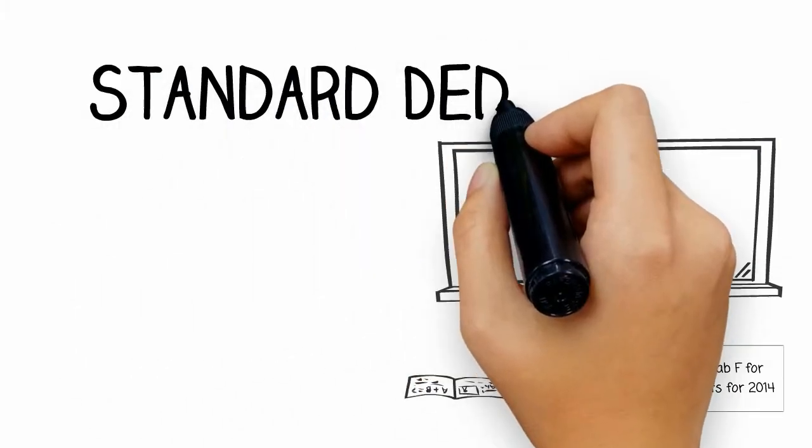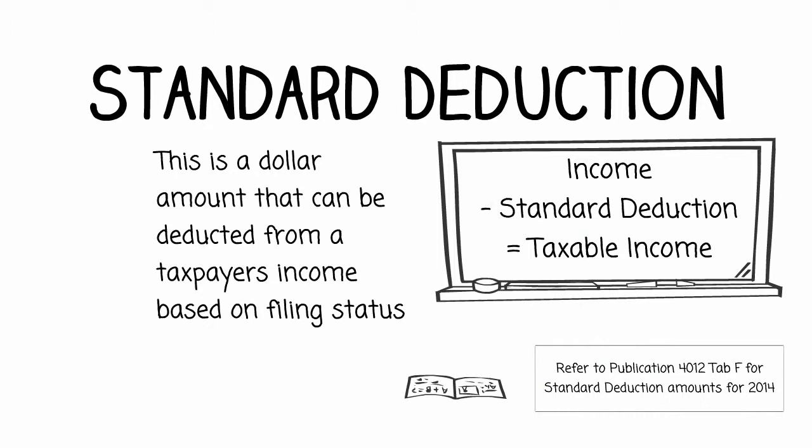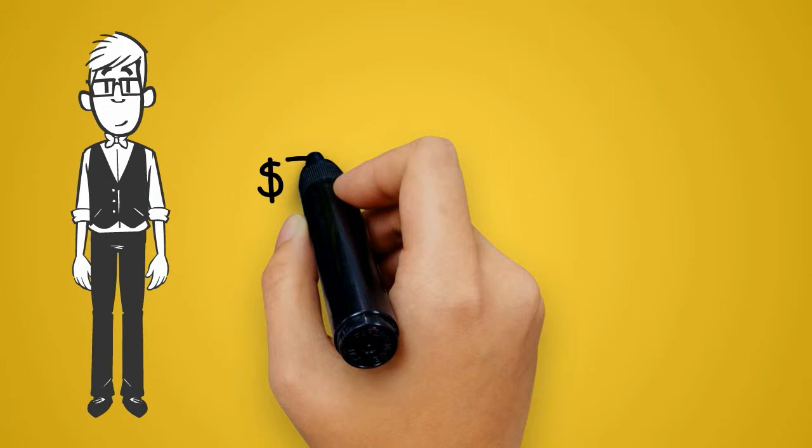What is a standard deduction? The standard deduction is a dollar amount that can be deducted from a taxpayer's income based on their filing status. For 2014, the standard deduction for a single tax filer is $6,200.